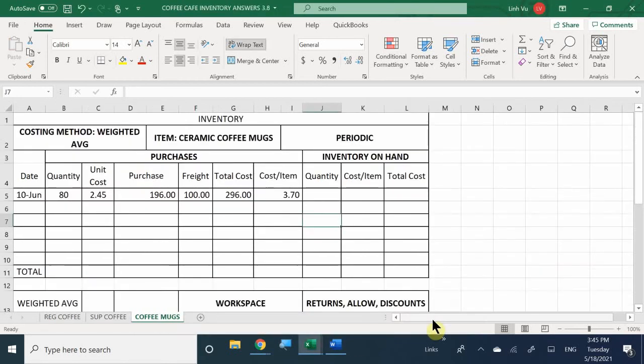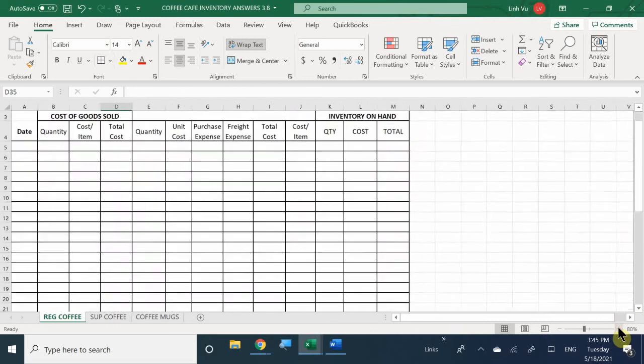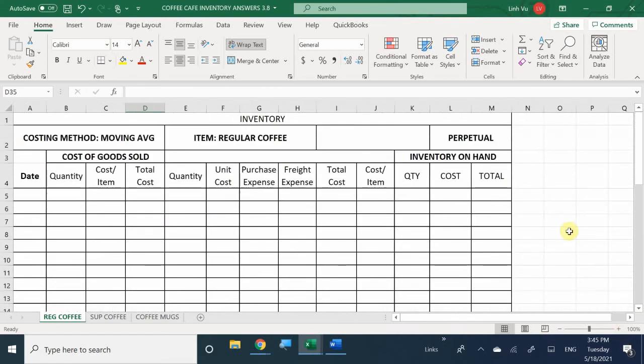So now we get to take a look at our inventory worksheet. Here I have a tab for your regular coffee. Right here gives you the perpetual table. Let's take a look at what kind of inventory this is. So here it's perpetual inventory, but what kind of costing method am I going to be using to keep track of this? We're doing moving average.